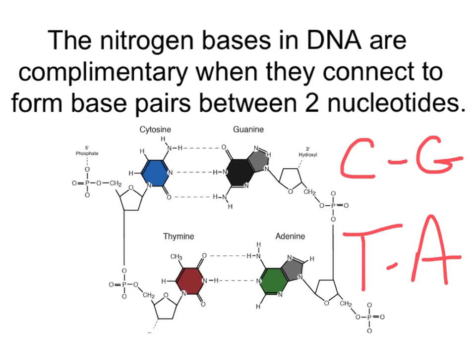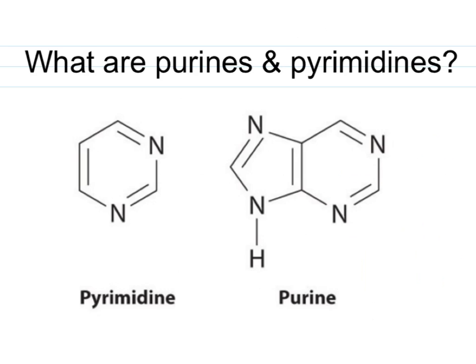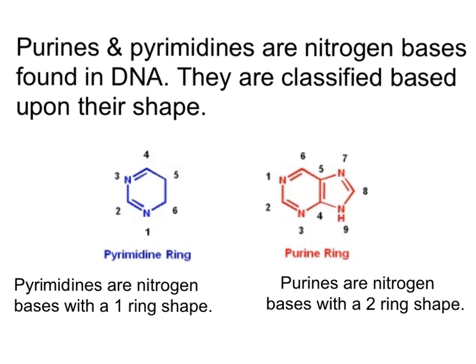So what's the difference between the bases adenine, guanine, thymine, and cytosine? Well, 2 of them are purines and the others are pyrimidines. And what, you might ask, are purines and pyrimidines? Purines and pyrimidines are nitrogen bases found in DNA. They're classified based upon their shape.